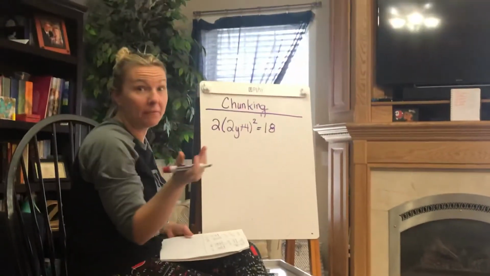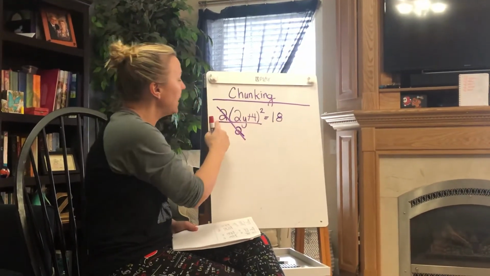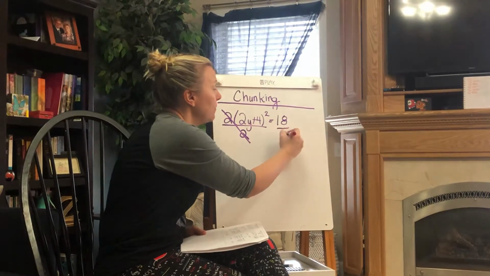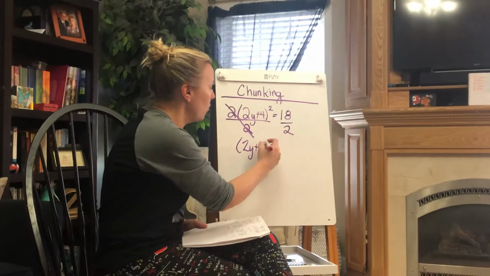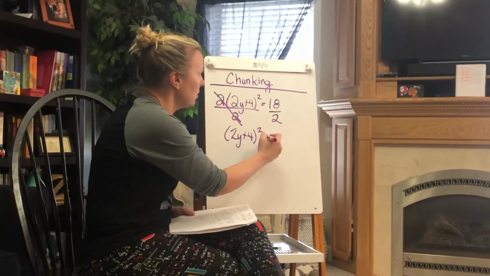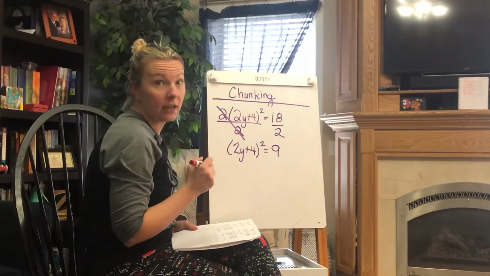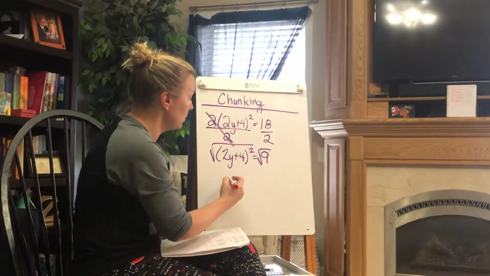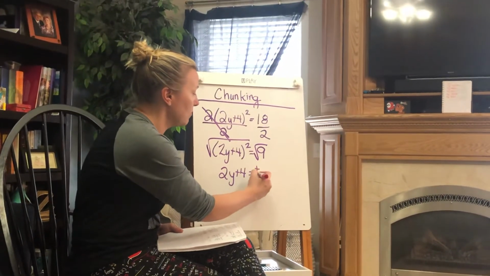So same thing. We have a 2 in front of the parentheses, so we divide by 2, and that only cancels out the first 2. It has nothing to do with what's inside the parentheses. And then you divide by 2, and so you have (2y plus 4) squared equals 9. Got it? And then we have to get rid of the squared, so we square root. What we do to one side, we do to the other. So 2y plus 4 equals plus or minus 3.